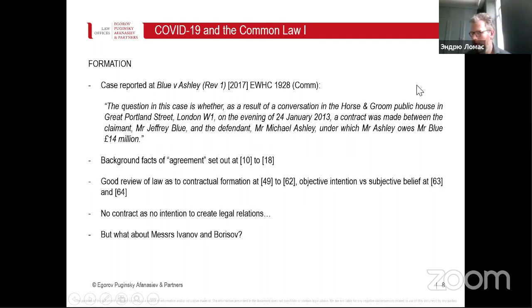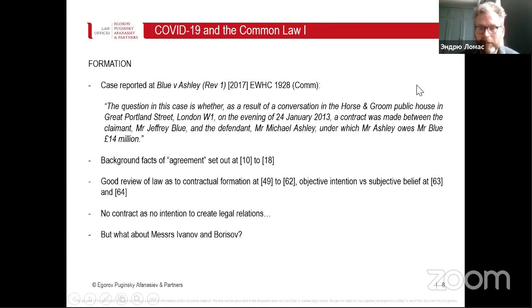Now, turning to the case, the background facts of the evening of the 24th of January are set out in the judgment at paragraphs 10 to 18. I'm not going to read that out in great length, but it's worth highlighting a few points. Around 6 o'clock that evening, various people met in the ground floor of Mr. Ashley's business offices, Sports Direct in London. They made their introductions and then walked across to a nearby pub, the Horse and Groom. The plan originally was to meet for half an hour or an hour for a chat. But what actually happened is they stayed for quite a while and drank quite a lot of alcohol.